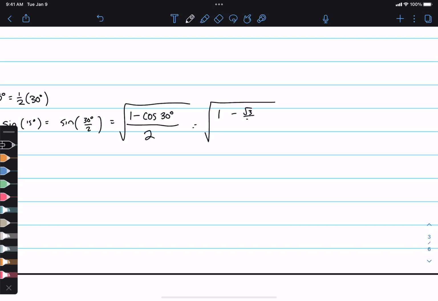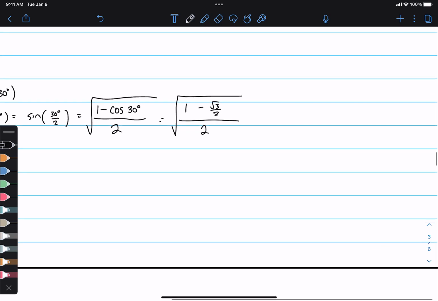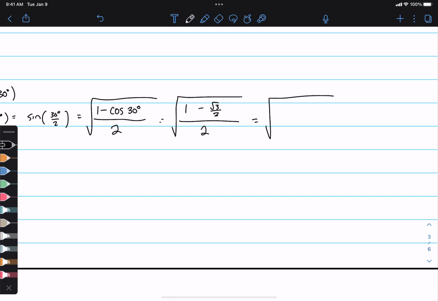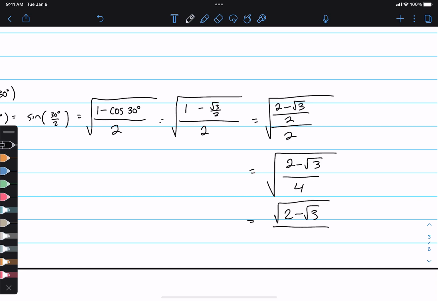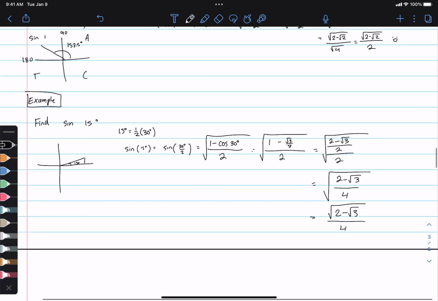So this is going to be the square root of 1 minus the cosine of 30 degrees, which is root 3 over 2. Again, look on your unit circle, and we're dividing by 2. We can do the same little game that we played earlier, and we're going to get 2 minus root 3 over 2 over 2, which is the square root of 2 minus the square root of 3 over 4. Rationalize the denominator: square root of 2 minus the square root of 3 over 2. And that's your answer for that one. Make sense?